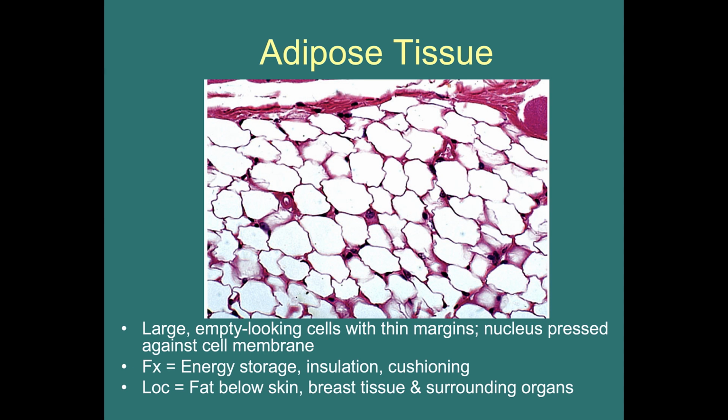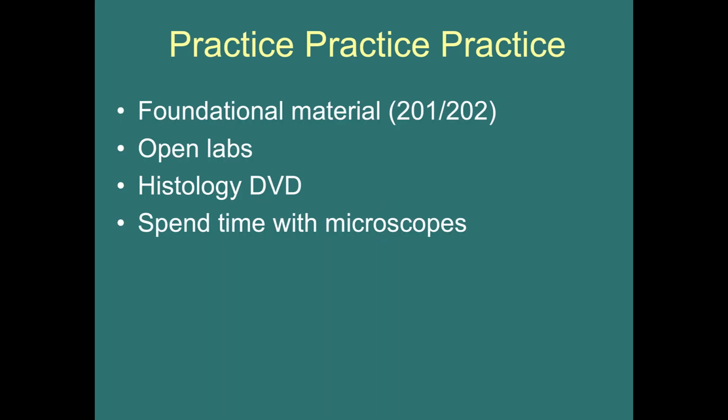We can store energy. It also is really useful for insulation and cushioning around different organs. So we can find it in the fat below our skin, breast tissue, and surrounding different organs to help, again, prevent any damage to those organs. So we've made it. We've gone through epithelial tissue. We've gone through our fibrous connective tissue.